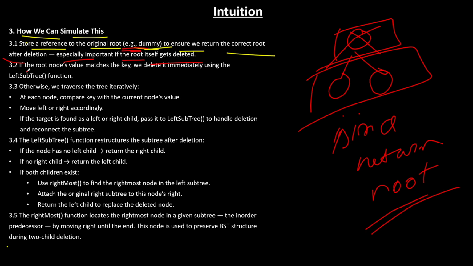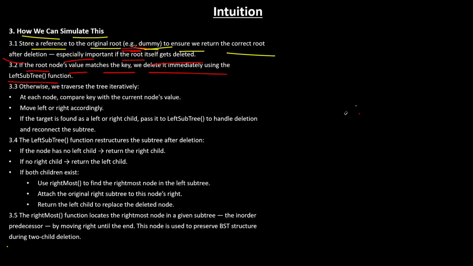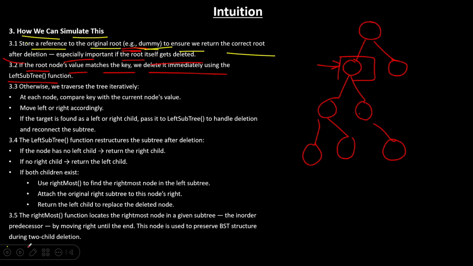After that, if the root node value matches the key, we delete it immediately using the left subtree function. And now here we will create a left subtree function. Now, in this particular question, how I have solved it is using the left subtree. Okay, you could use a right subtree also. Every joining or pointer joining will be just vice versa. So I'm taking the left subtree. I will call this particular function, I will create a function so that we can do the connectivity here.